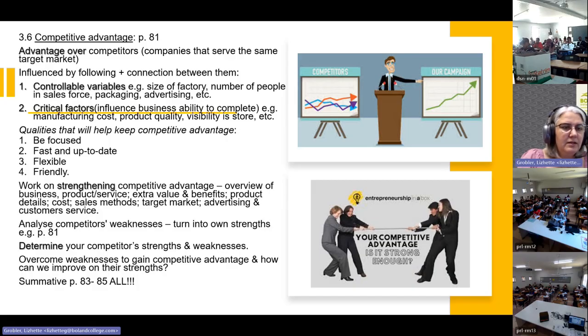Work on strengthening your competitive advantage, and with this you will have an overview of the business, also your products and services, extra value and benefits, then the product details, the cost, then the sales methods, target market, advertising, and customer service. Analyzing your competitors' weaknesses and turn that into your strengths.